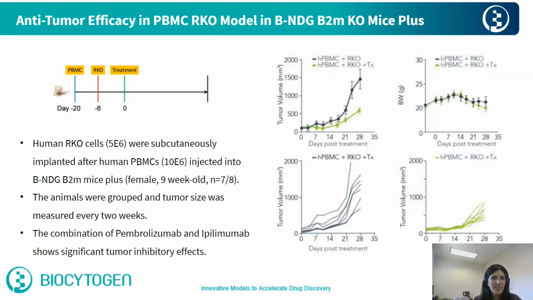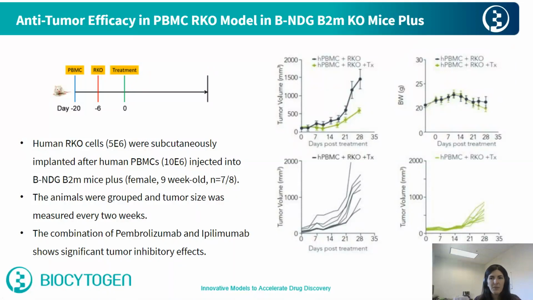Next, we wanted to test the anti-tumor efficacy in these mice. In this study, the combination of pembrolizumab, or anti-PD-1, and ipilimumab, or anti-CTLA-4, was assessed against RKO cells, which is a poorly differentiated colon carcinoma cell line, which was engrafted into the BNDG B2MKO mice plus.